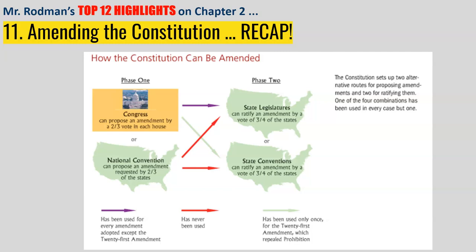So that's amending the Constitution. And again, 26 of the 27 times has been Congress by 2/3 proposing an amendment and the state legislatures ratifying that by a 3/4 vote. 3/4 of the states voting to ratify that. So you need 38 of the 50 states today to make that happen.